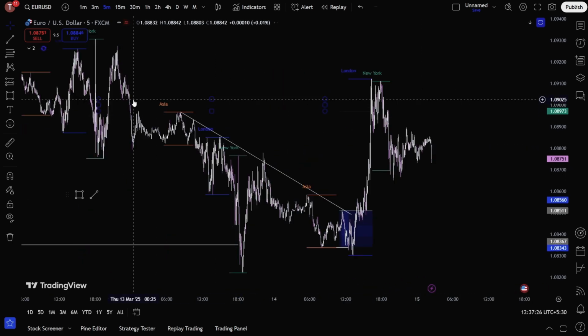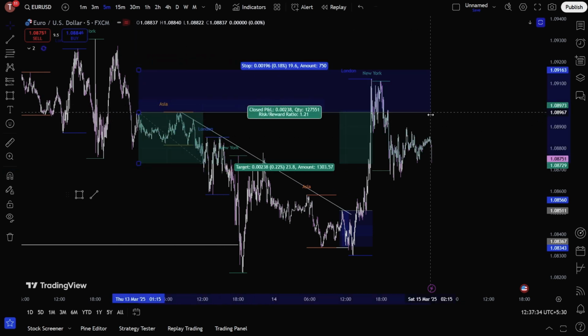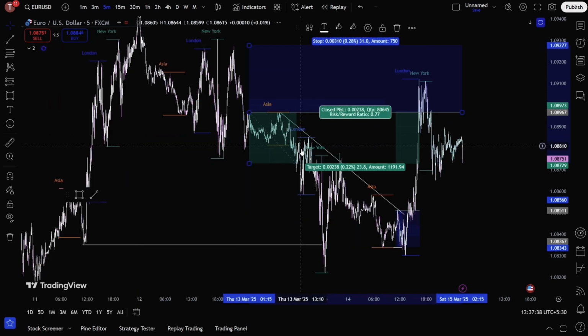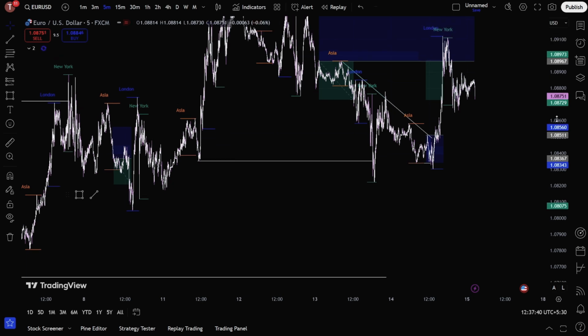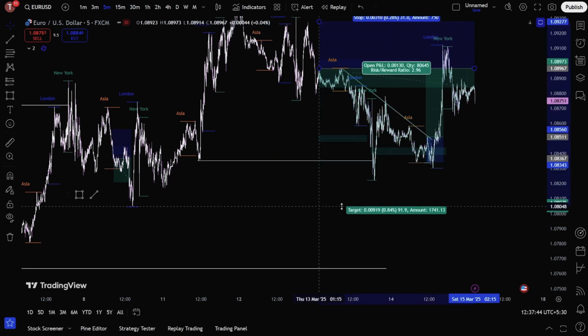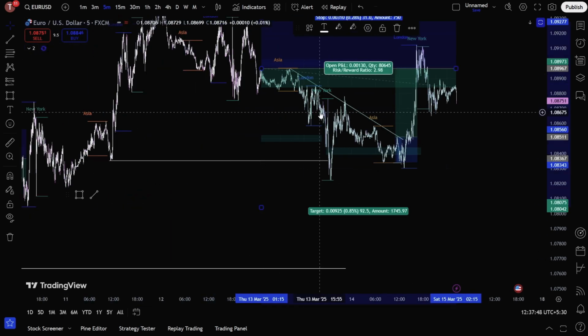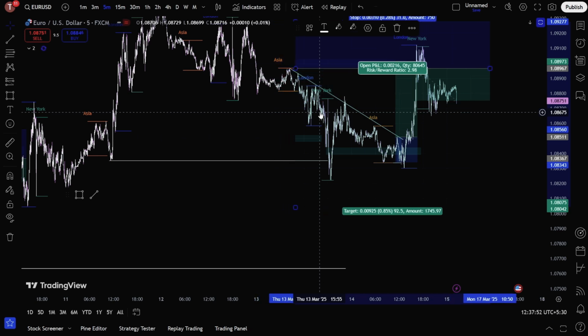Now that we had this mitigation, I had already placed my trade over here, and this will be my extreme target, and this is going to be my TP. So this is the trade which is running right now. I'll be keeping you updated about it.